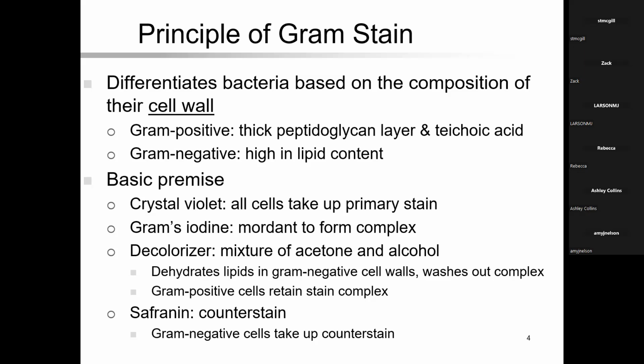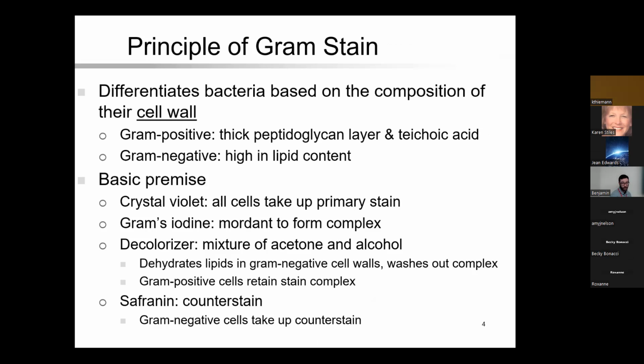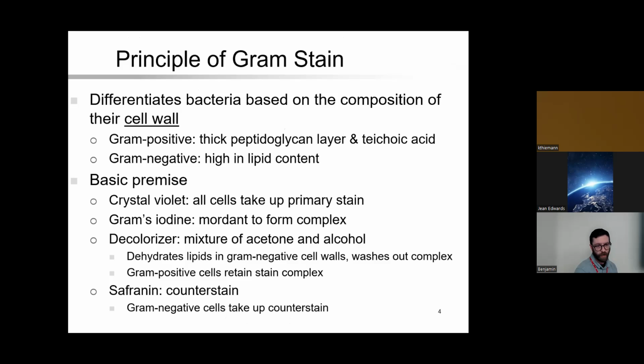So the basic premise is the crystal violet, all cells will take that up. The iodine forms the complex, sticks to the gram-positives. Then the decolorizer, depending on your location or your site or your lab, is a mixture of acetone and alcohol; there are different compositions. But that dehydrates those lipids, allows the crystal violet complex to wash out. And then safranin is the counterstain, which turns our gram-negatives pink.